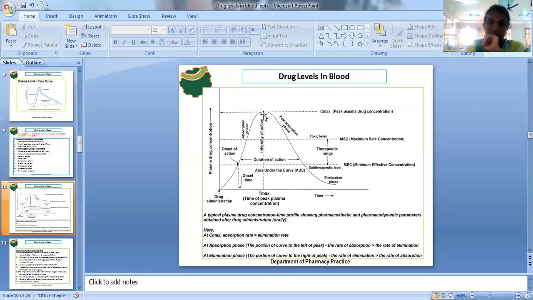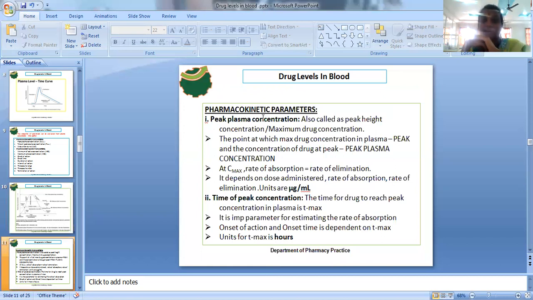What is the significance here? The maximum amount of the drug concentration will be attained at Cmax. That's why it is also called peak height or the maximum drug concentration. At the Cmax, as I discussed earlier, the rate of absorption is equal to the rate of elimination. This parameter is important to determine the maximum amount of the drug that enters into the systemic circulation, which can be determined by using this peak plasma concentration.